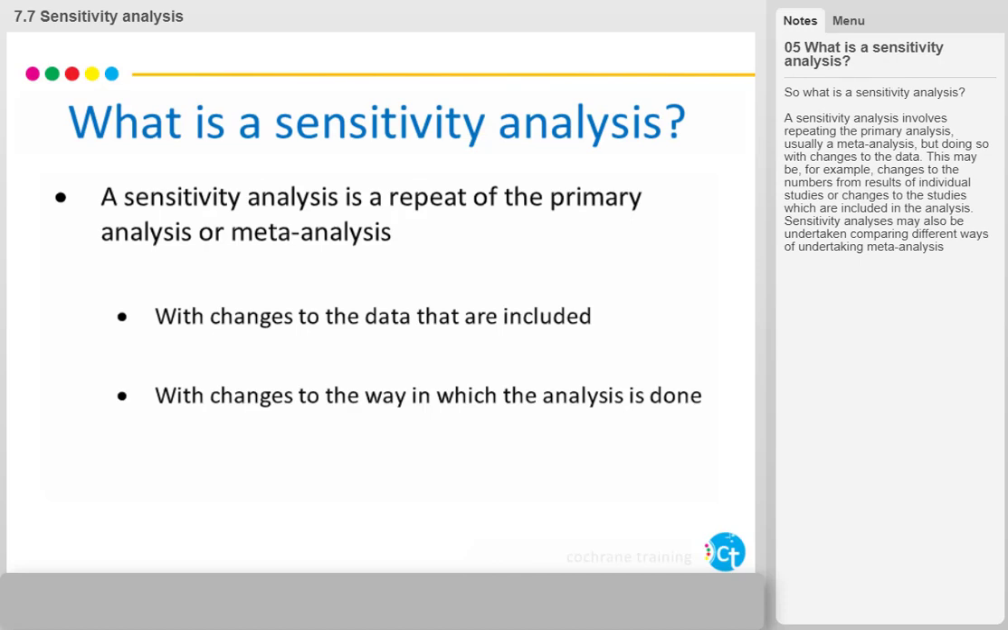So what is a sensitivity analysis? A sensitivity analysis involves repeating the primary analysis, usually a meta-analysis, but doing so with changes to the data. This may be, for example, changes to the numbers from results of individual studies, or changes to the studies which are included in the analysis. Sensitivity analysis may also be undertaken comparing different ways of undertaking meta-analysis.